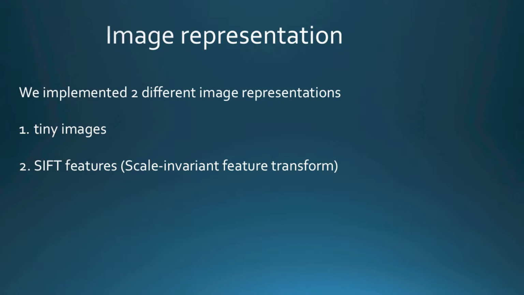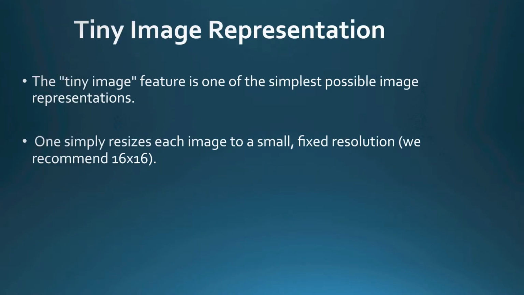We implemented two different image representations, the tiny images and SIFT features. The tiny image feature is one of the simplest possible image representations. We resize each image to a small fixed resolution. We generally recommend 16 × 16. It works slightly better if the tiny image is made to have zero mean and unit length.